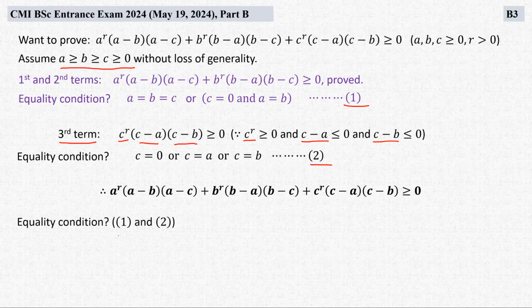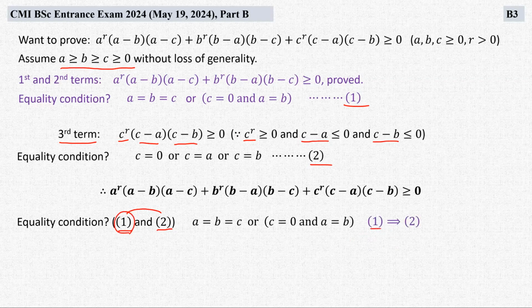The equality condition is that conditions 1 and 2 must be satisfied simultaneously. And if you ponder for a moment, you'll notice that the common condition between these two is just condition 1. That is, if condition 1 is satisfied, then condition 2 is automatically satisfied, or you can also say condition 1 implies condition 2, or condition 1 is sufficient for condition 2, etc. So we have this equality condition.